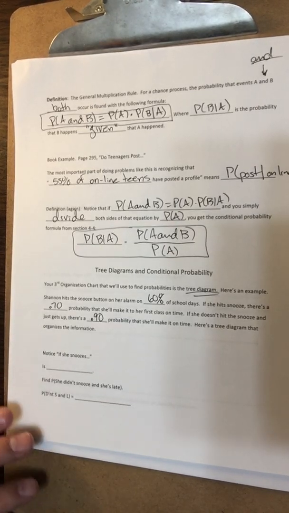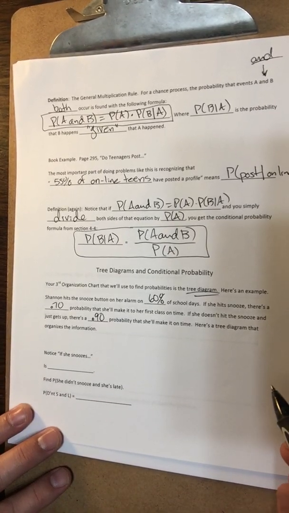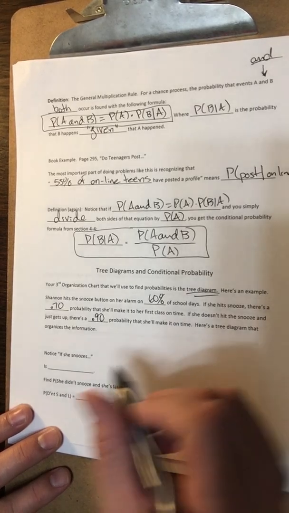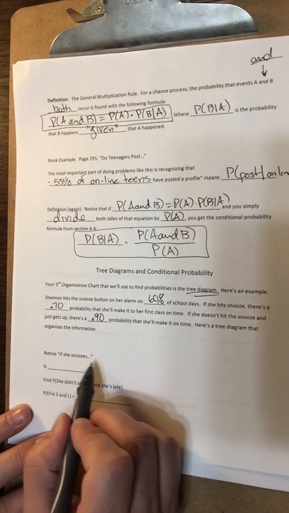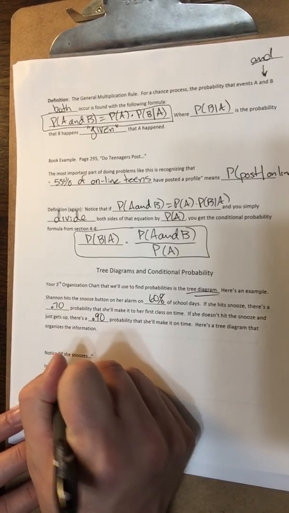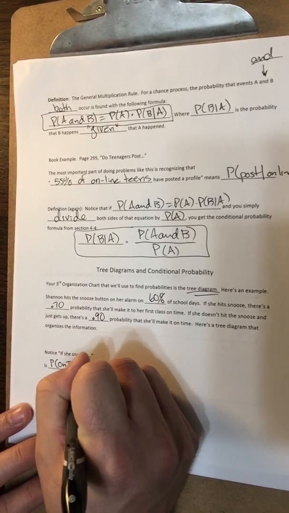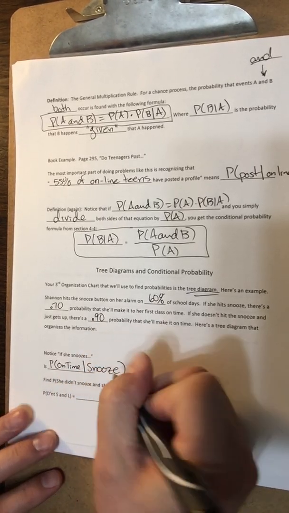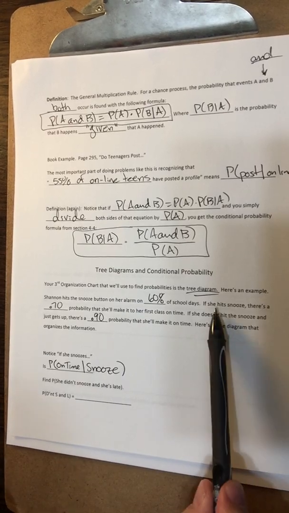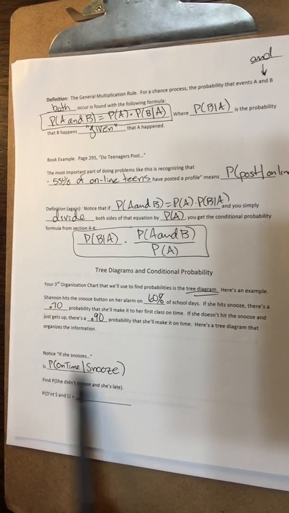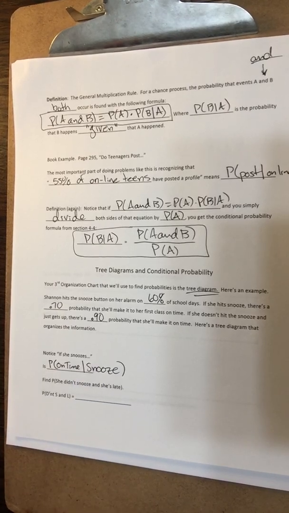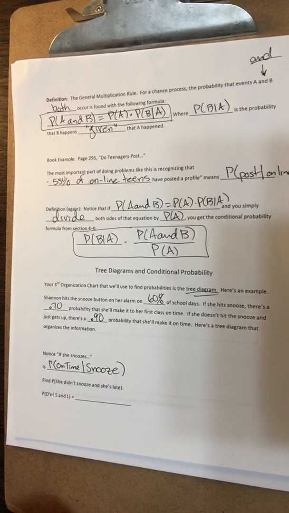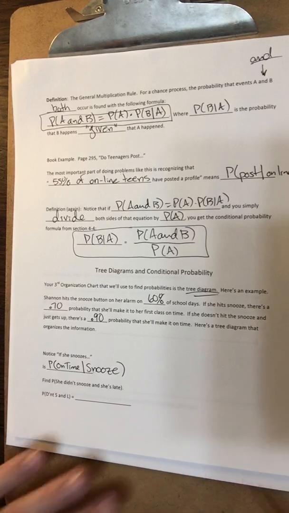Okay, here's a tree diagram that organizes that information. I'm going to write this in first. Notice if she snoozes, that goes like this. The probability of on time given snooze, if she snoozes, 0.7, that's a conditional probability. That 0.7 is that right there. If she doesn't snooze, find the probability she doesn't snooze and she's late. We're going to deal with that after I do the tree diagram. Here we go.